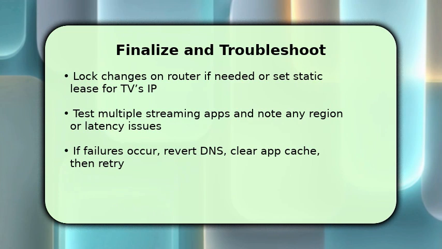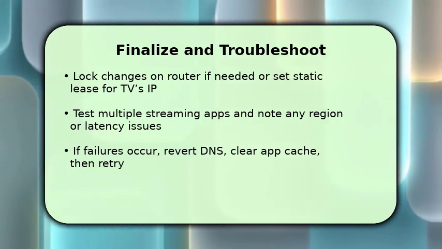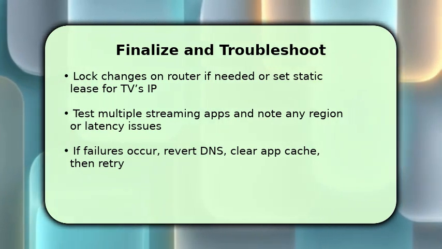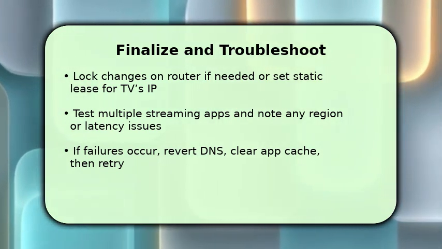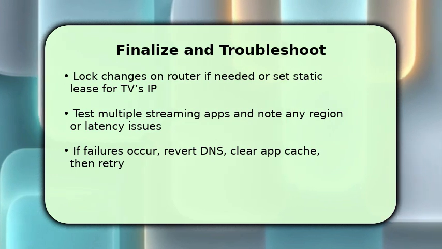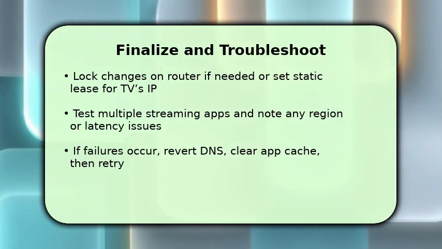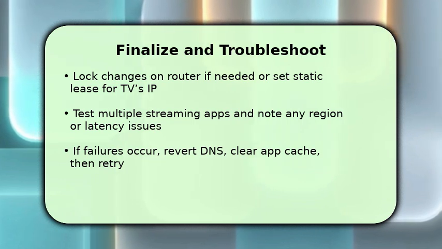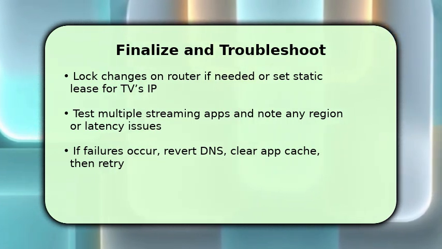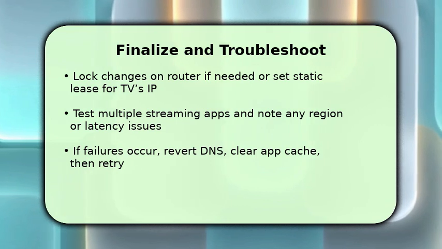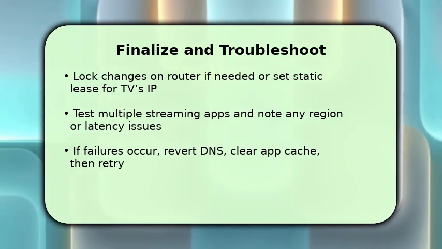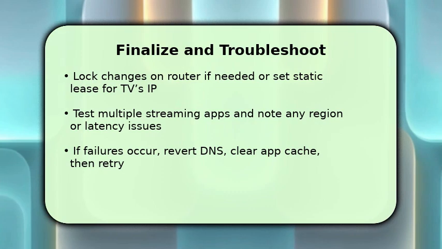DNS can affect content routing and latency. If something goes wrong, first clear the app cache and reboot the TV. If problems persist, revert to the original DNS and recheck your typed IP for typos. One key troubleshooting tip: if DNS fails, set the TV to use your router as DNS and change DNS at the router level instead.